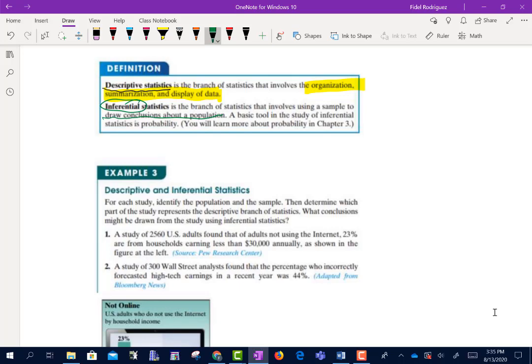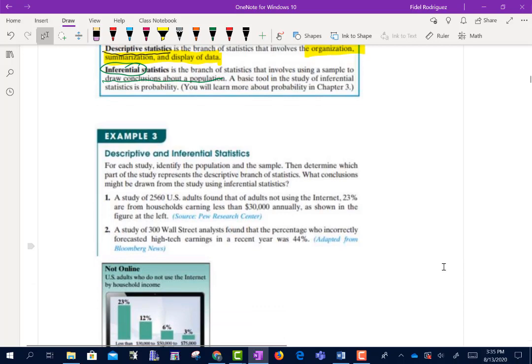So let's take a look at the first example here, example number 3. And it says, for each study, identify the population and sample, then determine what part of the study represents the descriptive branch of statistics. What conclusions might be drawn from the study using inferential statistics? Okay, so let's take a look at number 1. So the first thing is we're going to identify the population and the sample. Okay, a study of 2,560 U.S. adults found that of adults not using the internet, 23% are from households earning less than 30,000 annually.